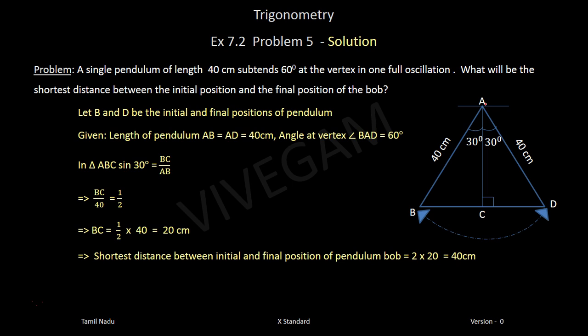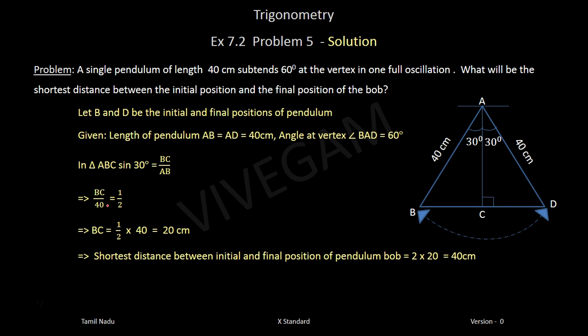Right, now in the triangle ABC, okay, sine 30 equal to opposite by hypotenuse. So opposite is BC and hypotenuse is 40. So substitute all these values. So sine 30 is half, right? We are putting this half. BC we don't know. BC is what we need to calculate. And what is AB? AB is 40 centimeters.